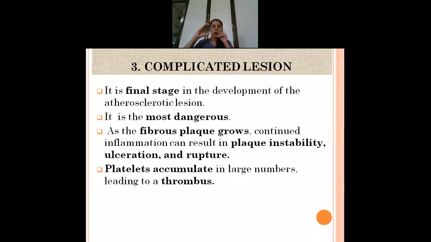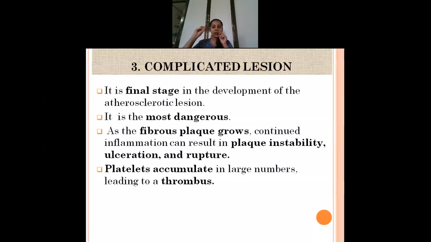So what will happen if the blood clot is released into the blood circulation? It can dislodge, or it can go and block any of the blood vessels, and it can obstruct the blood flow. In that region more and more platelets will also accumulate. So platelet aggregation also will increase in the region where there is atheroma. That will become very dangerous. So the complicated lesion is a very dangerous stage.